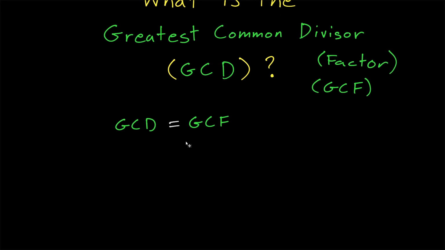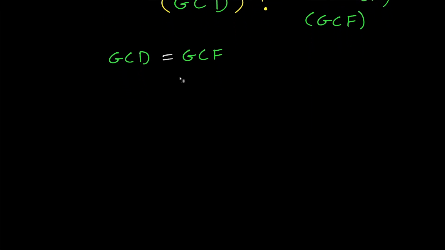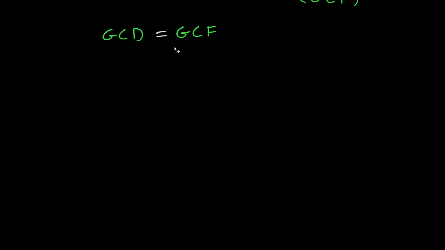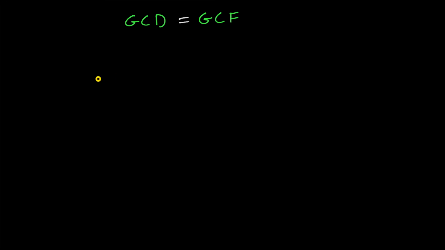Now that we've gotten that out of the way, what is the greatest common divisor and how do you find it? Well, first of all, let's start off with what is a divisor. A divisor is just something that divides a number evenly. So if you have any number and then you divide it by yet another number, if you don't have a remainder left, that is a divisor. And the greatest common divisor is just the greatest divisor across two or more different numbers. So let's see an example here.